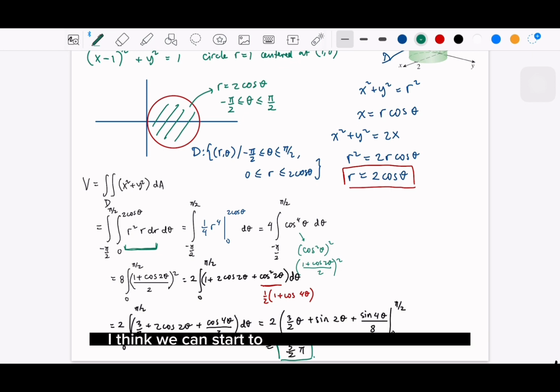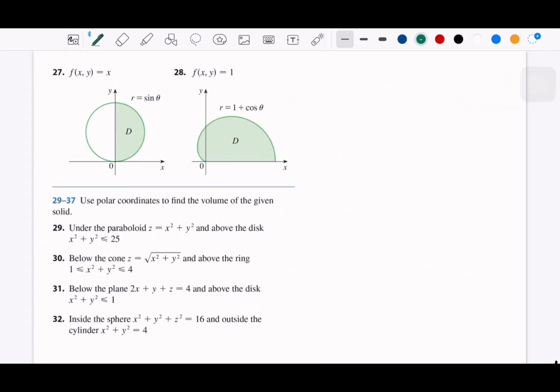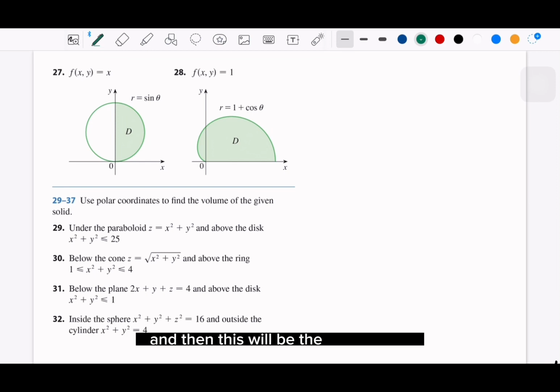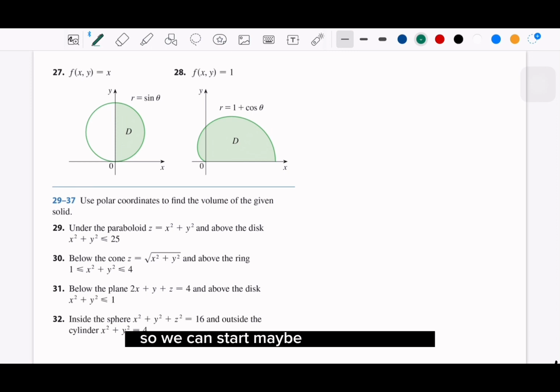I think we can start to see other questions as well. Let's start from here. So for the two questions on the top, it's asking to find the volume given by this f(x,y), and this will be the bounded area for the area in the bottom. So we can start maybe with 28, right? 28 or 27. 27 is too simple. Maybe 28.